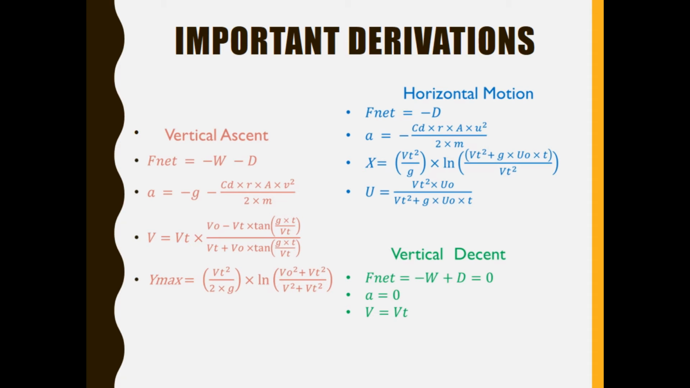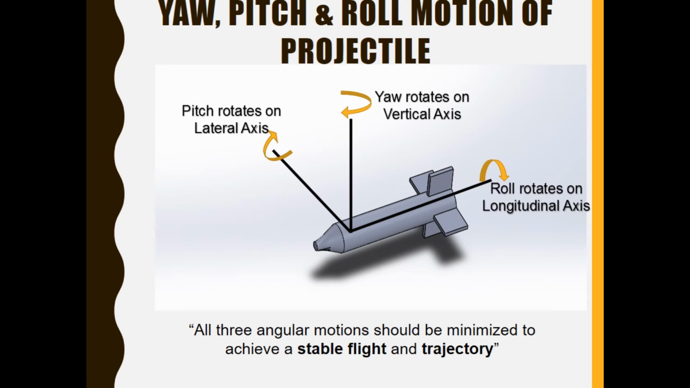Now for the vertical descent. Here's where the terminal velocity kicks in. In the vertical descent, the gravity and the drag force will be acting in opposite directions. In the last slide, we talked about the motion for a point mass. So now let's take this to rigid body dynamics.